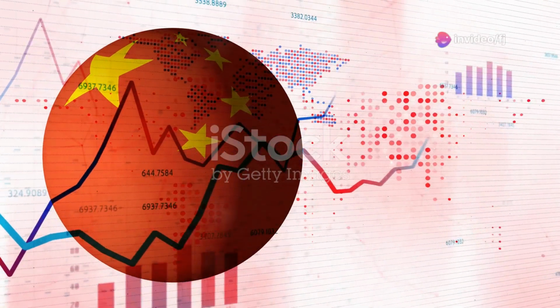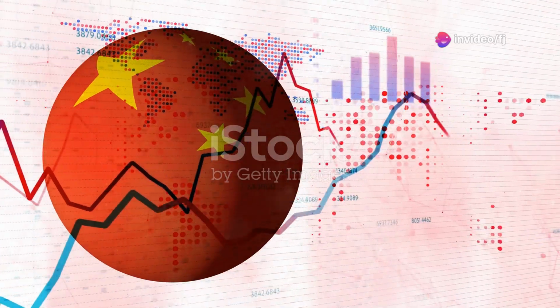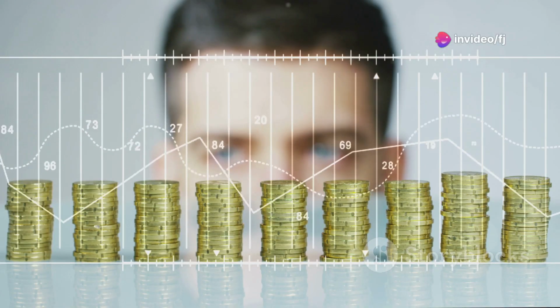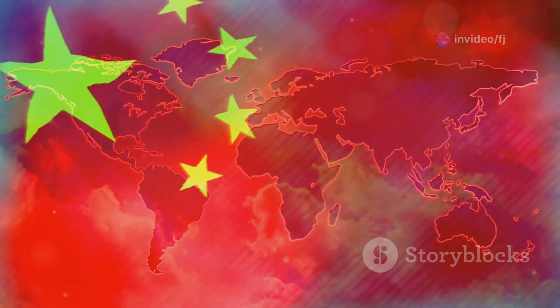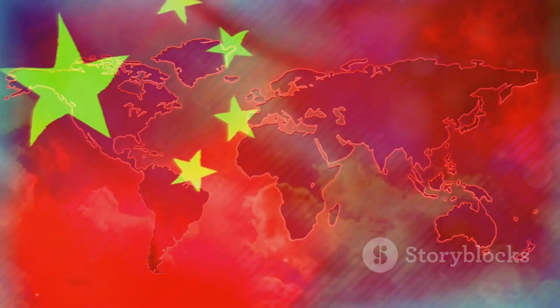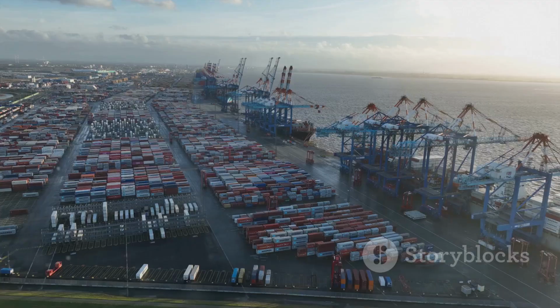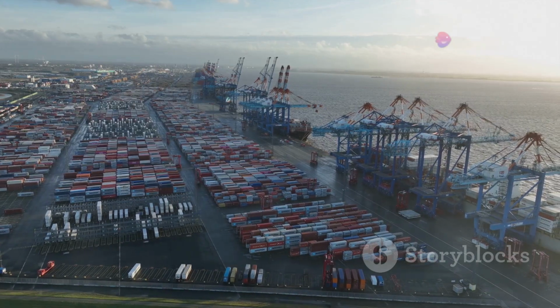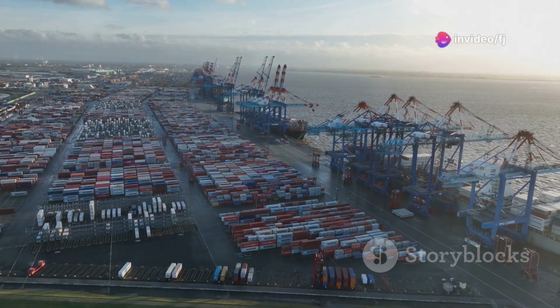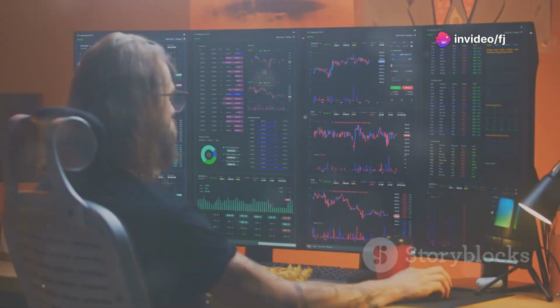Chinese economic data also weighs on the Aussie dollar. Recent CPI data from China came in lower than expected, and China's latest economic stimulus measures haven't met investor expectations. Australia, being heavily reliant on trade with China, could feel the effects of a slowing Chinese economy.